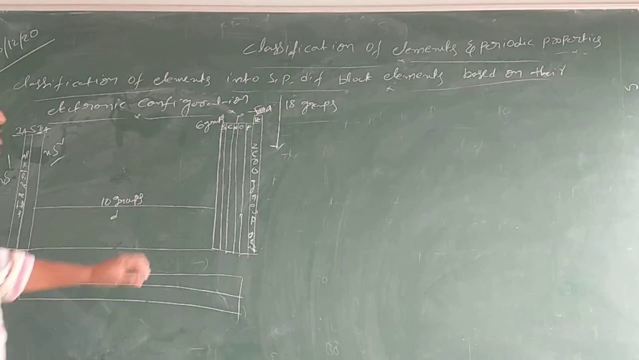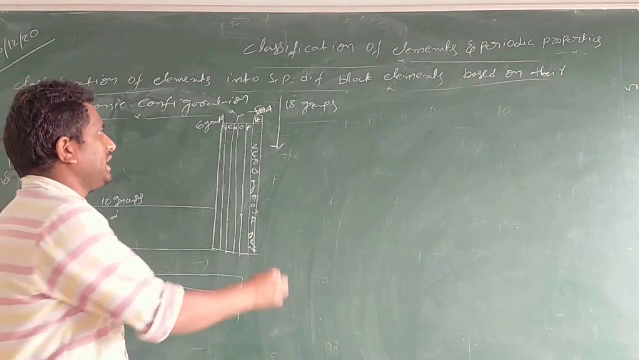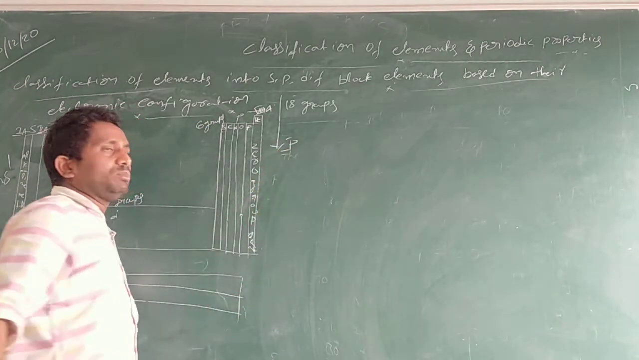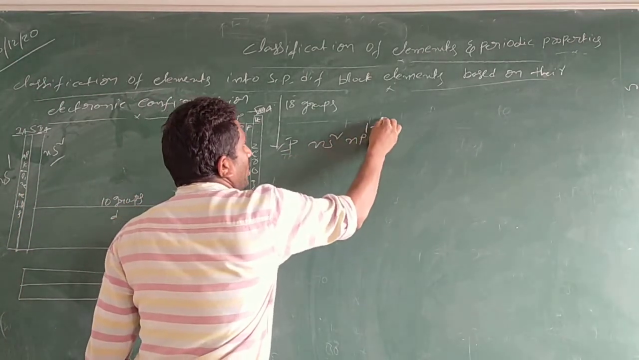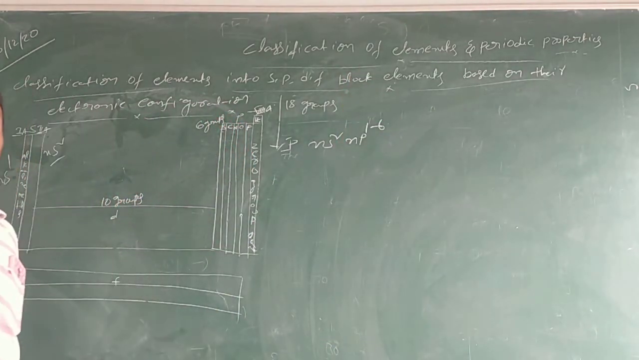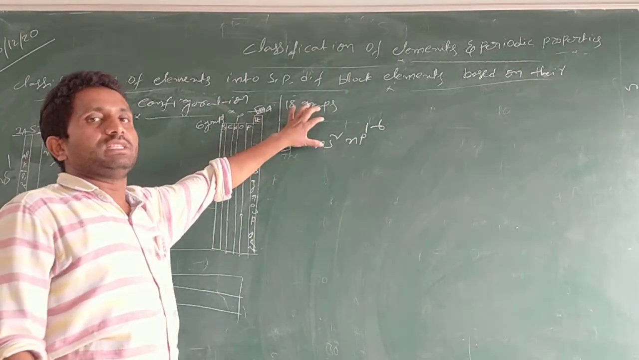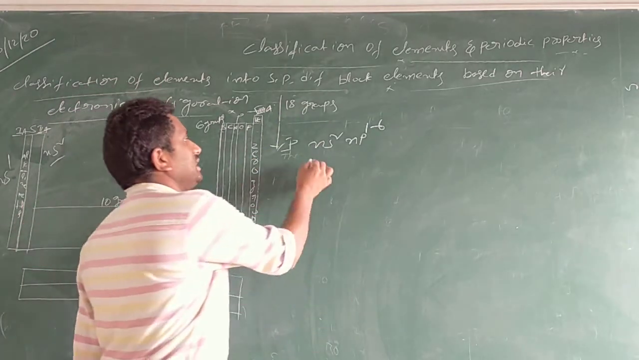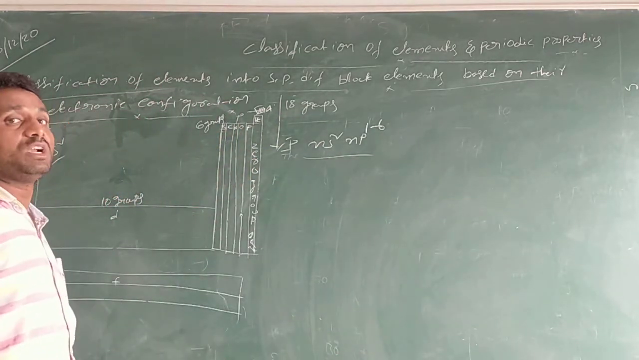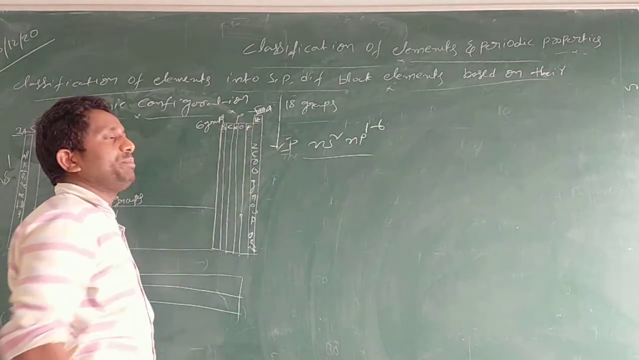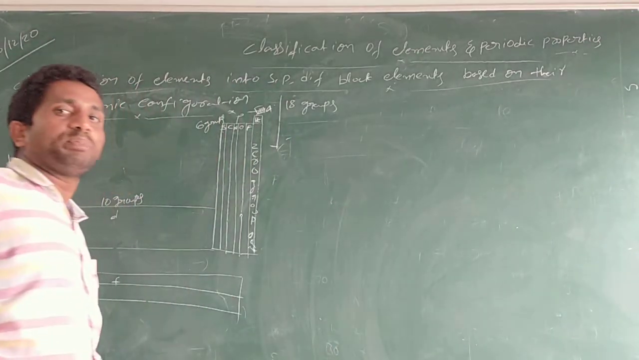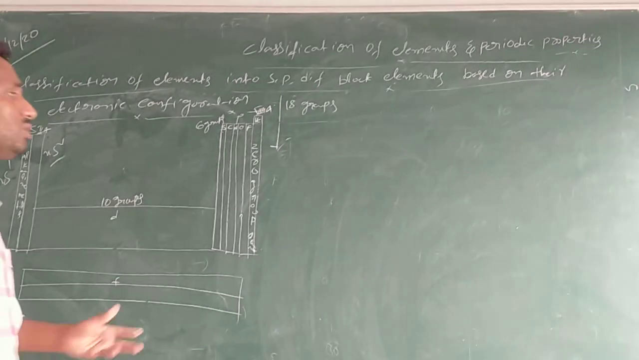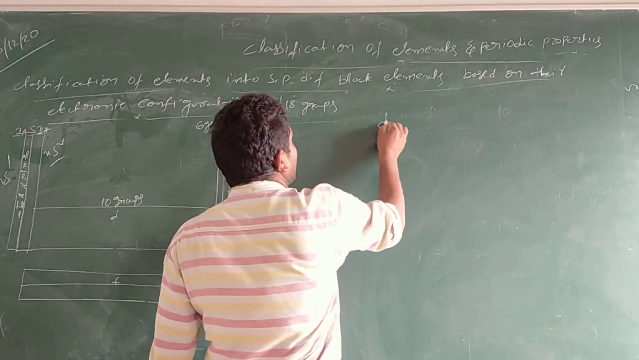What is the outermost electronic configuration of P block elements? The outermost electronic configuration of P block elements is ns2 np1 to 6. ns2 np1 to 6, the most important point. So these are the electronic configuration of P block elements. Next, we will discuss D block elements.